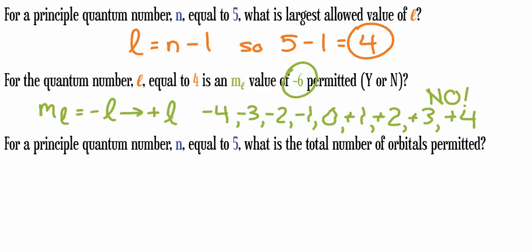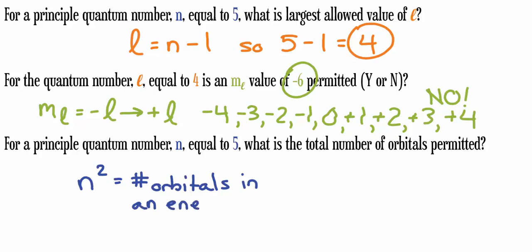For a principal quantum number n equal to 5, what is the total number of orbitals permitted? N squared is going to give us the total number of orbitals permitted. So 5 squared is going to give us 25 orbitals in that energy level.